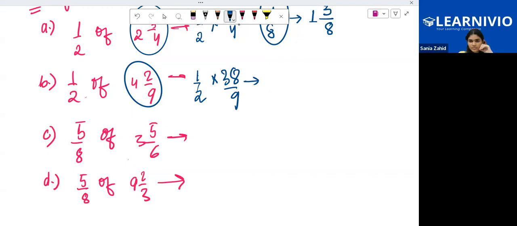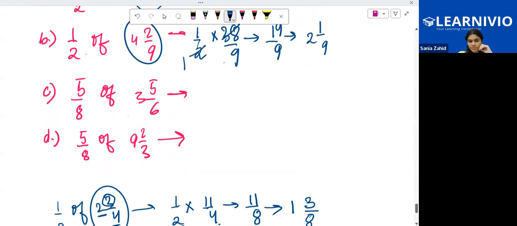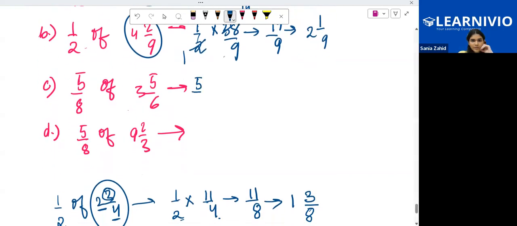38 by 18. Okay, but you can also convert that into simplest form. So you can cut 2 into 1 is 2 and 2 into 19 is 38. So you will get 19 upon 9. Okay, now you can also convert it into a mixed fraction. 2 whole 1 by 9. Yes, ma'am. The next one, 5 by 8 of 3 whole 5 by 6, what are you getting for this one? 23 by 6. Okay, then this cannot be simplified, so just multiply.